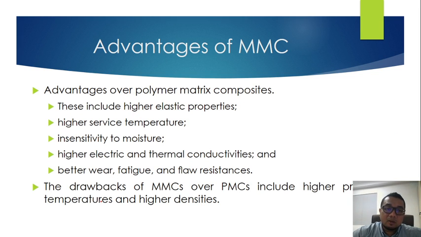So advantage over polymer matrix composite, this includes higher elastic properties, higher service temperature, insensitivity to moisture, higher electric and thermal conductivities, and better wear, fatigue and flow resistance. So the drawback of MMC over PMC includes higher processing temperature and higher density. So this one is advantage over polymer matrix composite. So MMC includes higher elastic properties, dia punya service temperature of course akan jadi lagi tinggi, dan dia juga insensitive to moisture. Maksudnya mungkin dia akan jadi tahan karat, moisture, lembapan, sebab as you know, the corrosion will take place if they have moisture. So higher electric and thermal conductivity, so this one can reduce the CTE, better wear, fatigue and flow resistance.